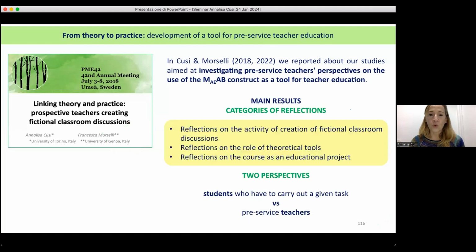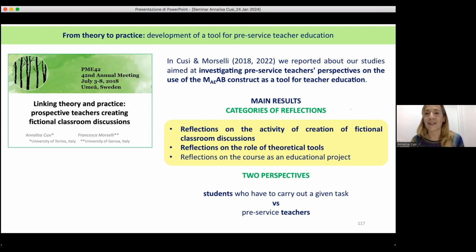Here I will focus on the results related to the categories of reflections that pre-service teachers proposed, and to the perspective adopted by them. We noticed that they adopted mainly two perspectives. One as students that have to carry out the task of creating a fictional classroom discussion. The other perspective is the one as pre-service teachers that think as future teachers. Now I will be quicker because I'm taking more time than I expected.